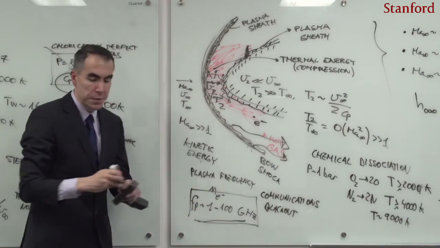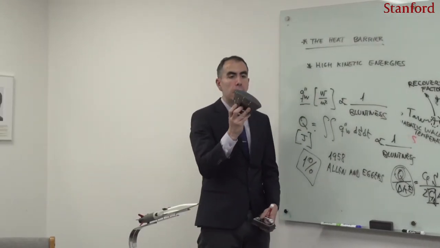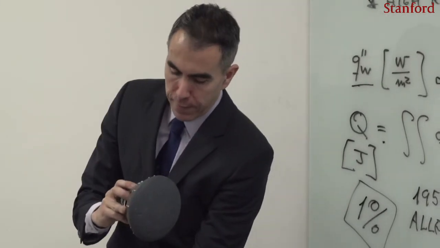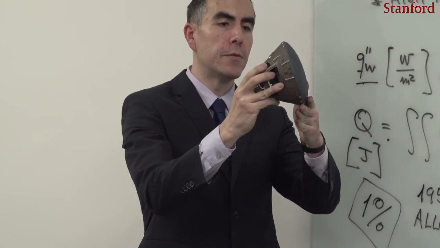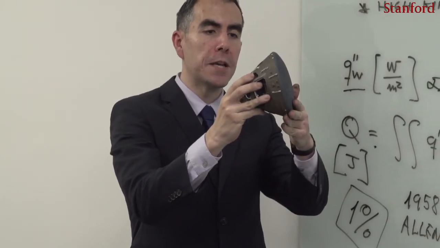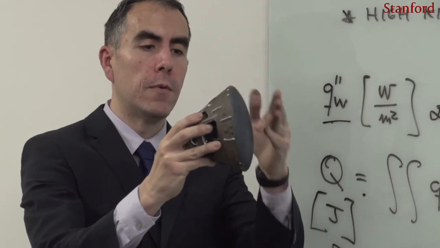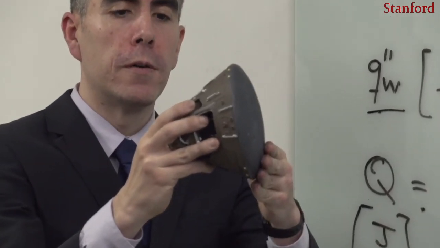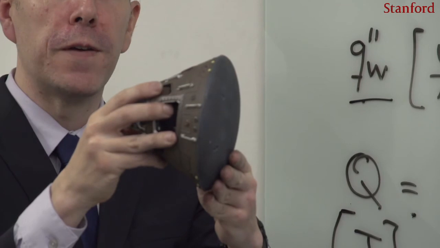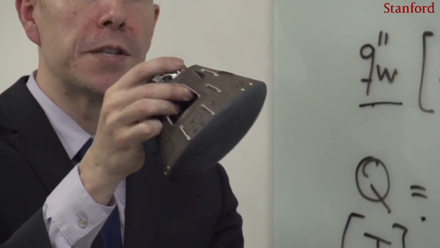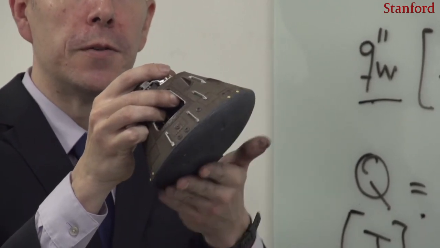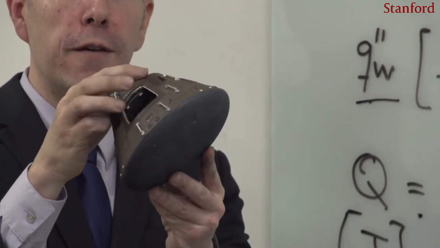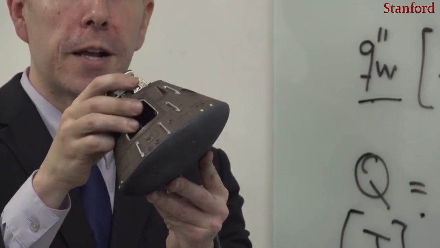And that's the reason why, for instance, capsules like the Apollo capsule are very blunt, right? They're actually very blunt. It's in order to minimize heat loads, and also related to the minimization of the heat load is the minimization of the decelerations. As the capsule is entering the atmosphere, the bluntness of the capsule also leads to minimum decelerations, which is important for the crew inside the capsule.